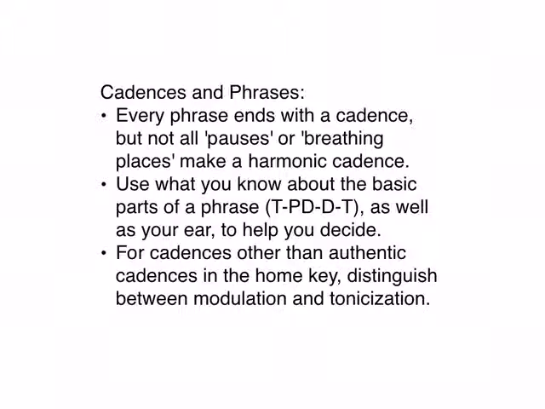For cadences other than authentic cadences in the home key, distinguish between modulation and tonicization. And we've already seen some examples in the Schubert where we make a cadence on a 5 chord, and the question is whether it's a half cadence in our home key or an authentic cadence in the key of the dominant. This is not always so cut and dry. This is something that we have to have some experience in order to be able to do better.